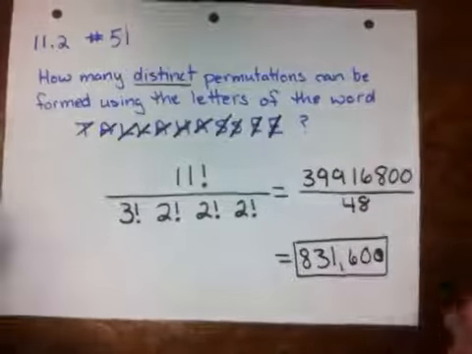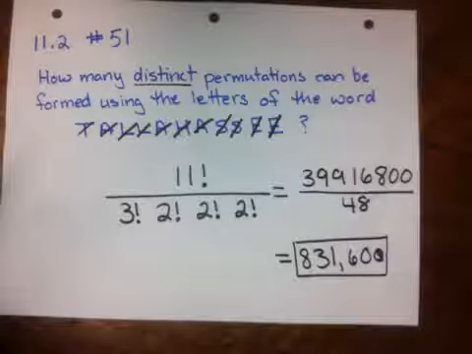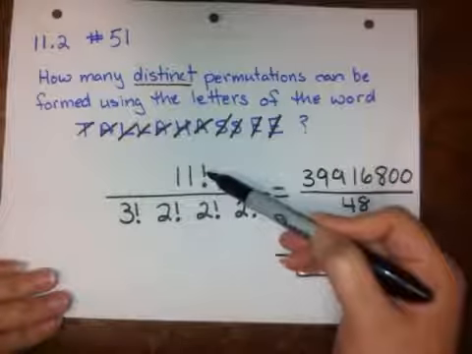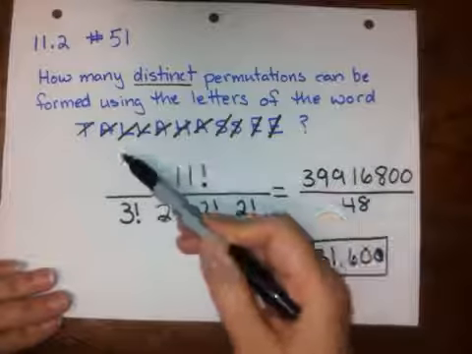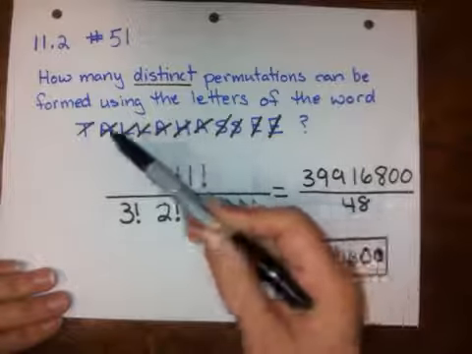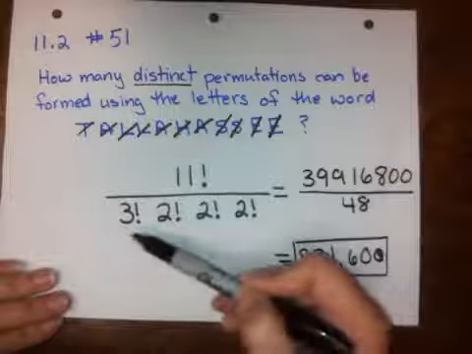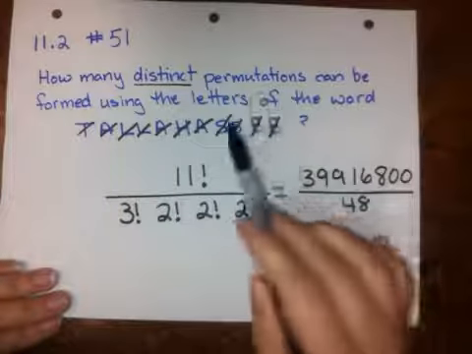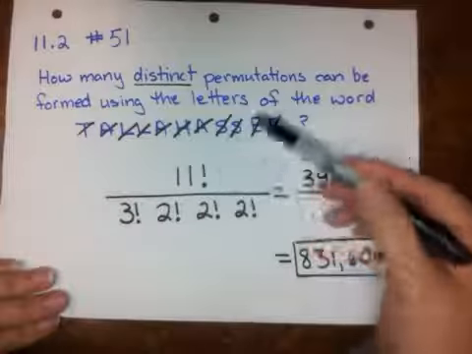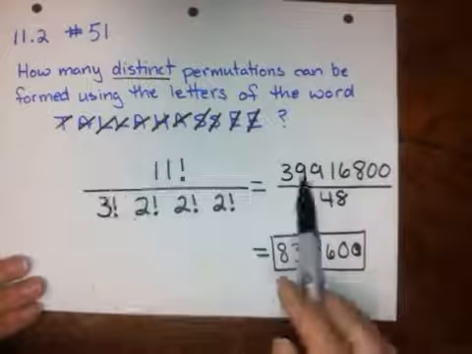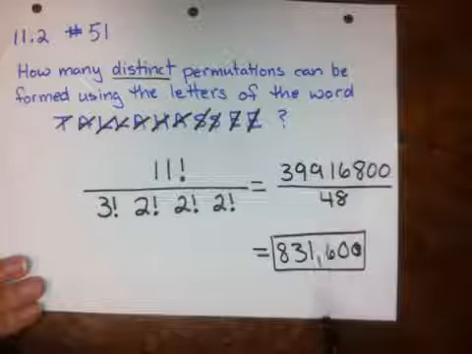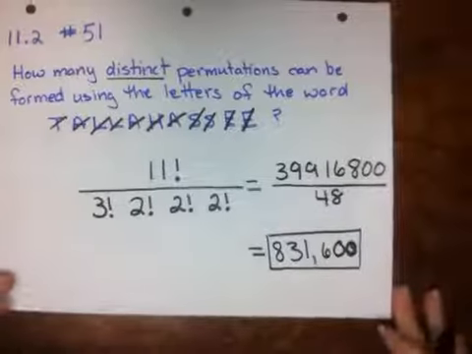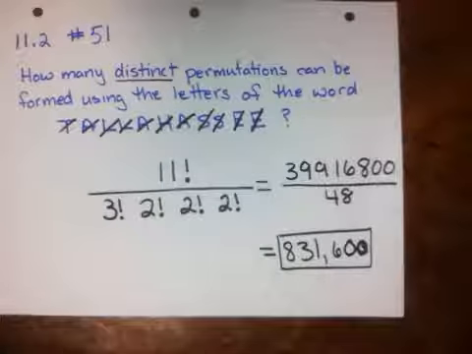So to figure out the number of distinct permutations using the letters of a word, what we do is count up all of the letters and put that number factorial in the numerator. Then we look for any letters that show up more than once in the word. If it shows up 3 times, like the A did in Tallahassee, we put a 3 factorial in the denominator. If it shows up twice, like the L, the S, and the E, we put a 2 factorial for each of those in our denominator. And then we just multiply everything out, simplify, and we come up with 831,600 distinct permutations that can be formed using the letters of the word Tallahassee.